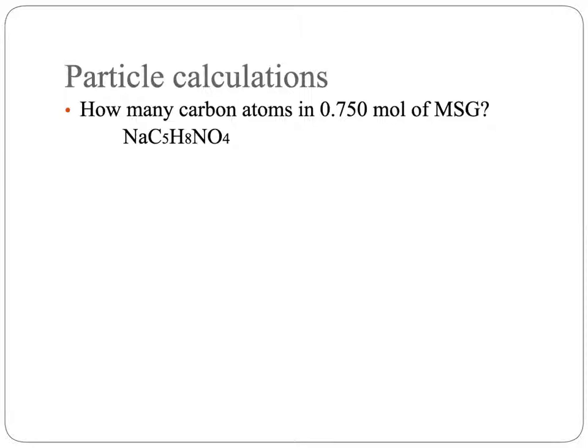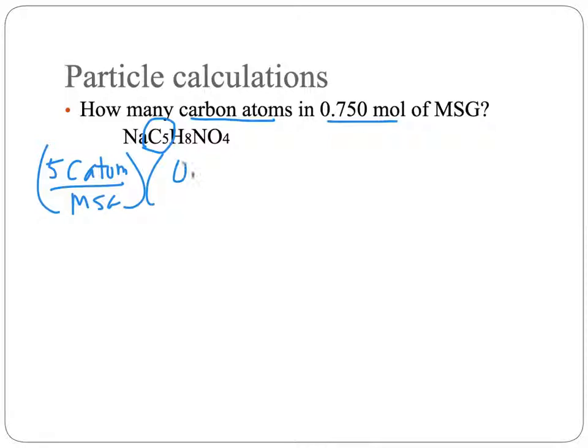Let's start with a particle calculation. This question asks us how many carbon atoms are there in 0.750 moles of MSG. Here's our formula for MSG, and you see for every molecule of MSG you have 5 carbon atoms. So we know that information. We've got 5 carbon atoms in every molecule of MSG. And we also know that we have 0.750 moles in our sample.